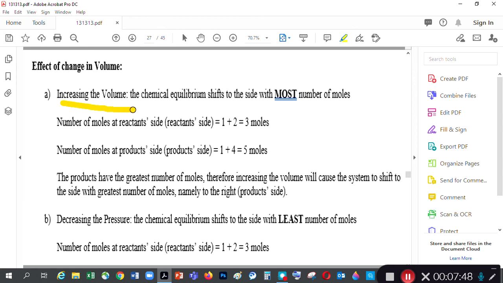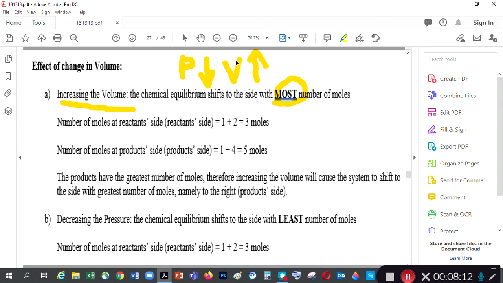Increasing the volume, meaning what? The pressure will go down. So it's always in proportion, Boyle's Law. So remember this of Boyle's Law? Increasing the volume, meaning decreasing the pressure. So it will go to the most number of moles. The volume is connected to the pressure. It's the same thing. You can visualize this as Boyle's Law.